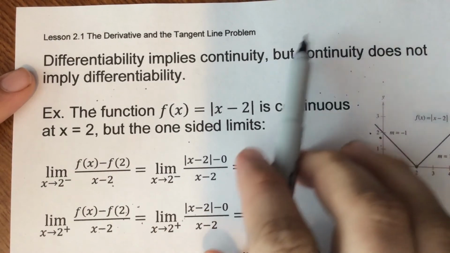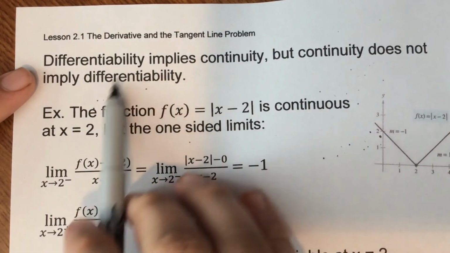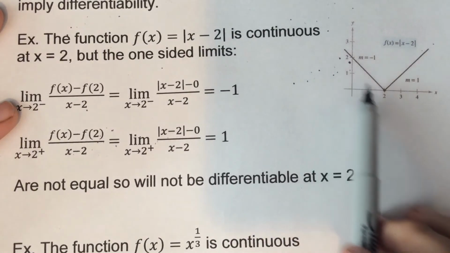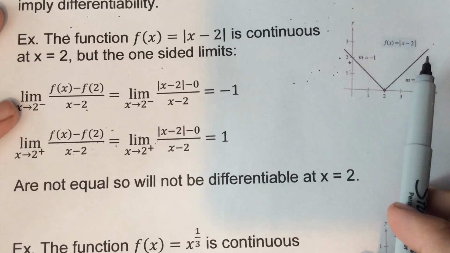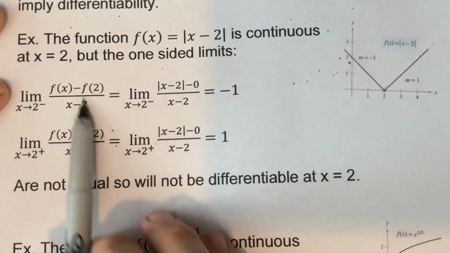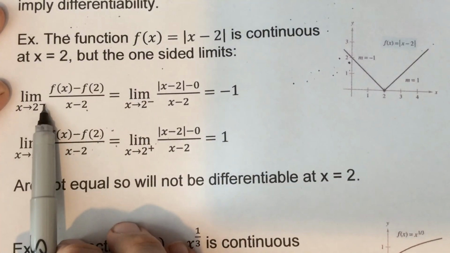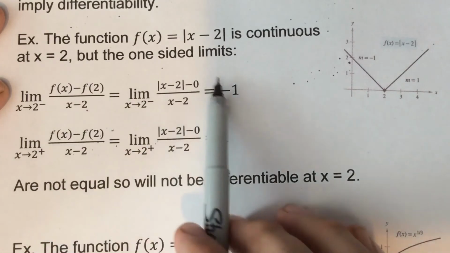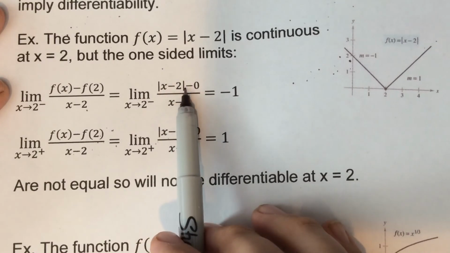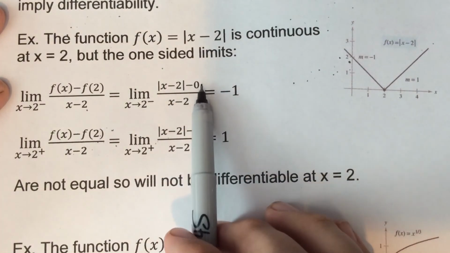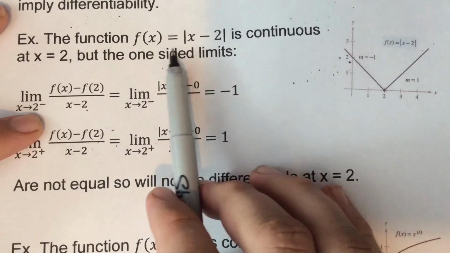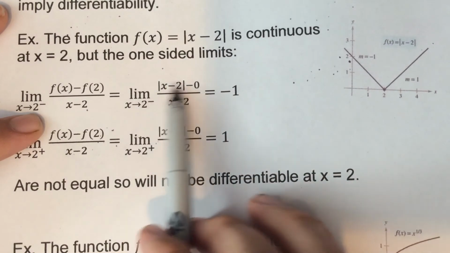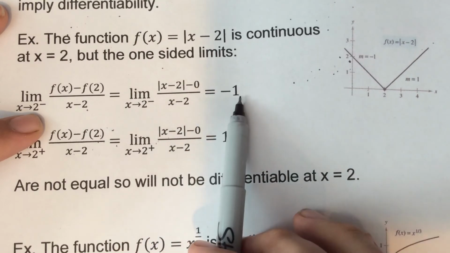However, going the other way, if we know it's continuous, doesn't always mean it's differentiable. So if we look here at the function absolute value of x minus 2, if we do that other way, we'd find the left side first. Well, f of x minus f of 2 over x minus 2. So absolute value here of x minus 2 is our function. If we put 2 in there, 2 minus 2 is going to be 0. So we're going to end up with the absolute value of x minus 2 over x minus 2.